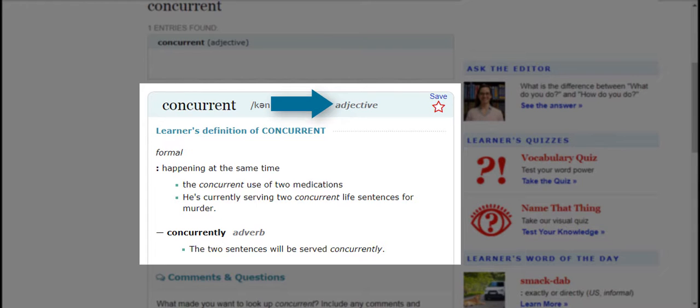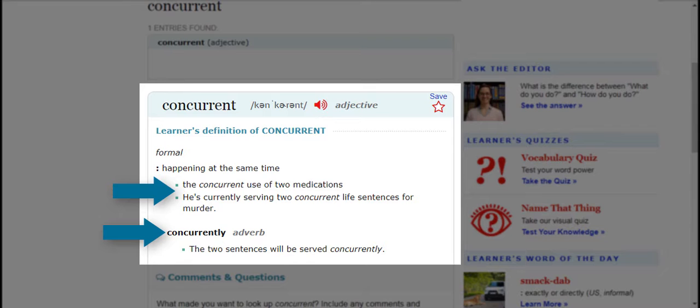First, I see the part of speech. Concurrent is an adjective, meaning it's a describing word. So as I use it, I know that it always has to be used to describe a noun or a thing. I also see that it is listed as a formal word, so it's going to be appropriate for academic writing. Then, I see the basic definition: happening at the same time. And I see two examples of how to use it, as well as a variation of the word, concurrently, which is an adverb.